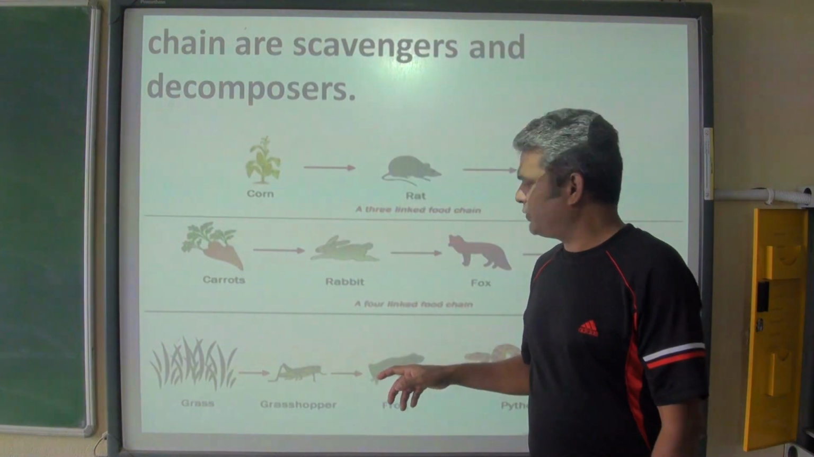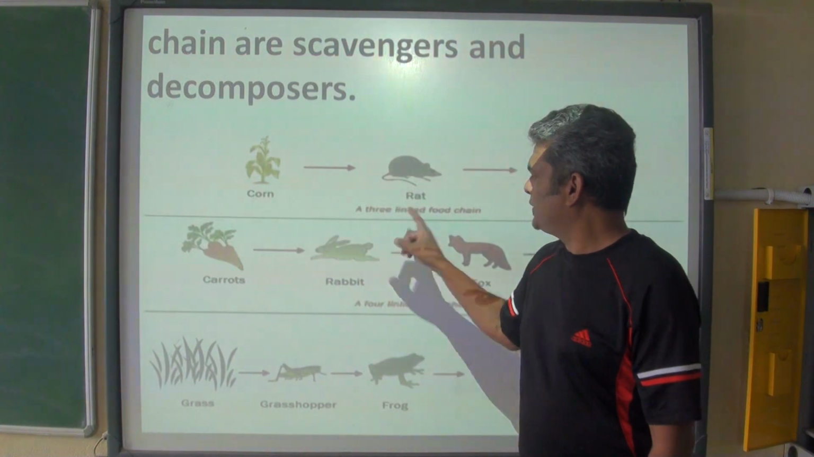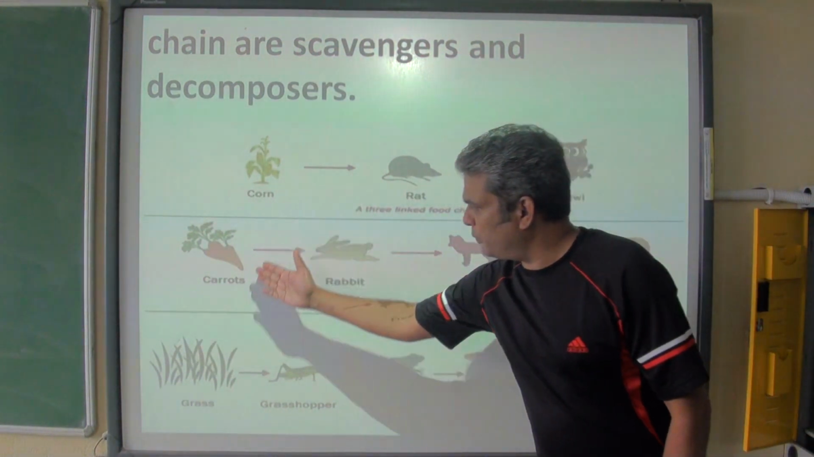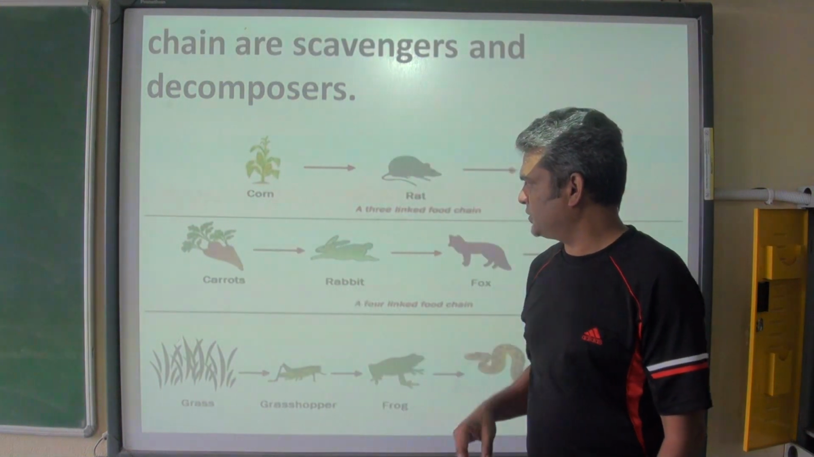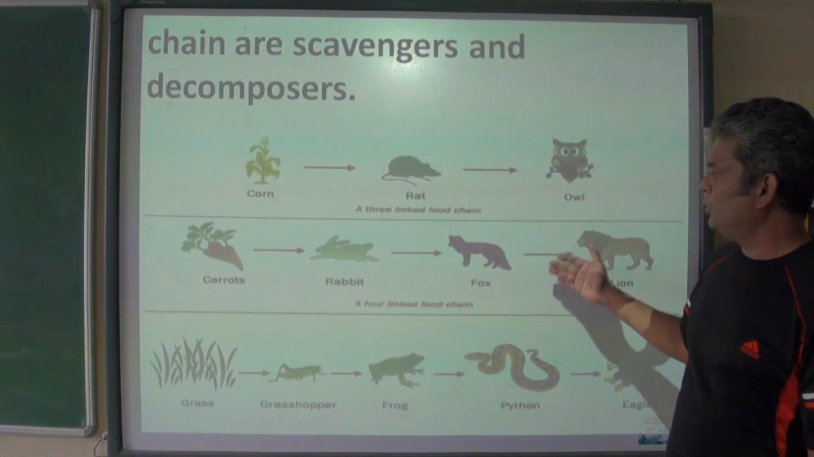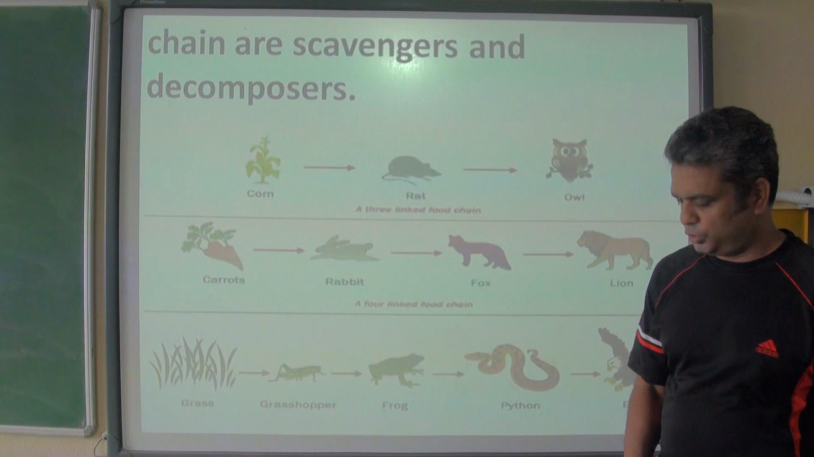Here you will see a chart where you can see the food chain. There are 3 different charts where a food chain is shown, like corn, a plant. Who eats it? A rat. And who eats a rat? An owl. Here you can see they are beginning with plants, carrots. Then a rabbit eats it. Who eats a rabbit? A fox. So this is how we know who eats who. That is called a food chain.